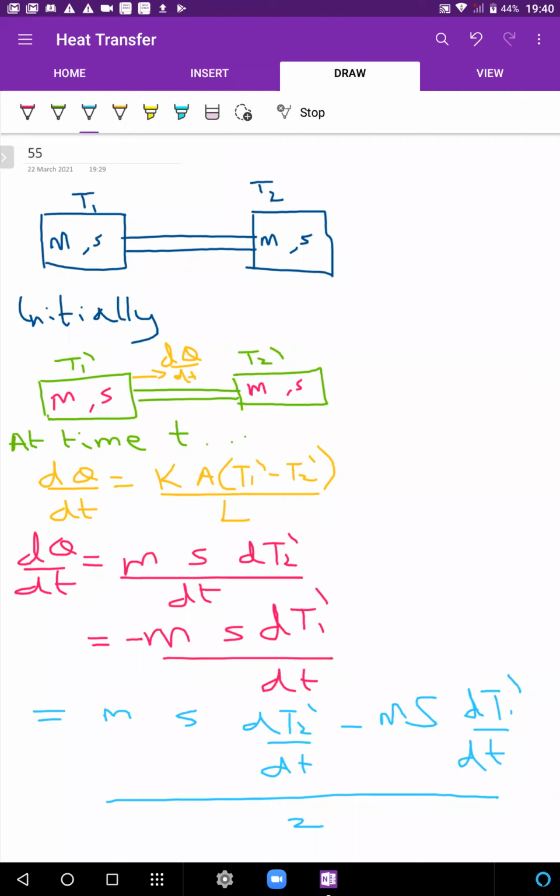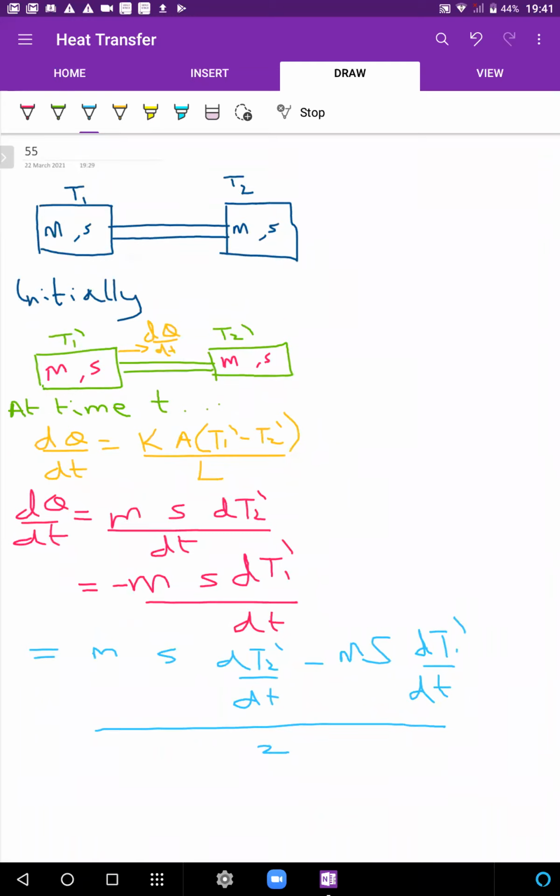Okay, so when you add the two, given ms is the same for both, you get dq by dt as ms by 2, d t2 dash by dt minus d t1 dash by dt. All right, so dq by dt is becoming ms by 2 times d t2 dash by dt minus d t1 dash by dt, and with that this nicely becomes this equation.